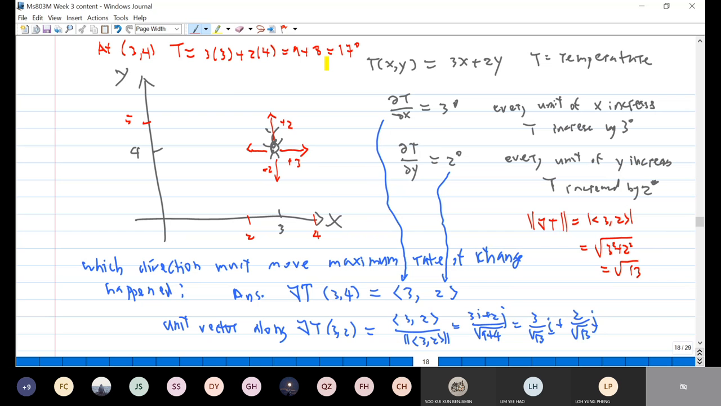So if I ask you, is it possible for the maximum rate of change of the temperature to equal, let's say, 3? Yes, possible, because 3 is still less than the square root of 13. Now 3 squared is 9, which is less than 13. Is it possible for the insect to have a rate of change of temperature equal to 4? No, right? Why? Because 4 is greater than the square root of 13, so it's impossible. You have to find a direction where the rate of change is 4. These are simple questions you can answer. So this is an important result now.